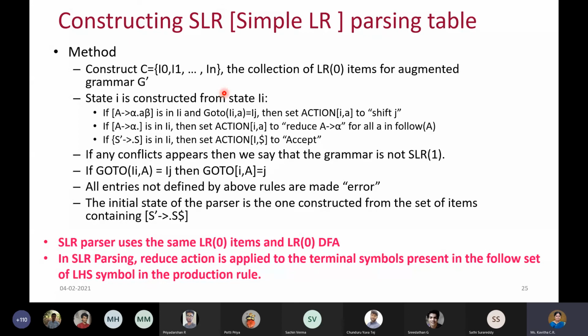Suppose F gives ID is my rule, and then I use the follow set of F. Whatever is there in the follow set of F, those are the terminal symbols, and only for those terminal symbols we are going to apply the reduce action. That's it. And the rest is all the same. There is not much difference. The diagram we are going to reuse. In the parsing table also, all other entries will be the same. Only wherever reduce actions are applied, only that will change. The rest is all the same.